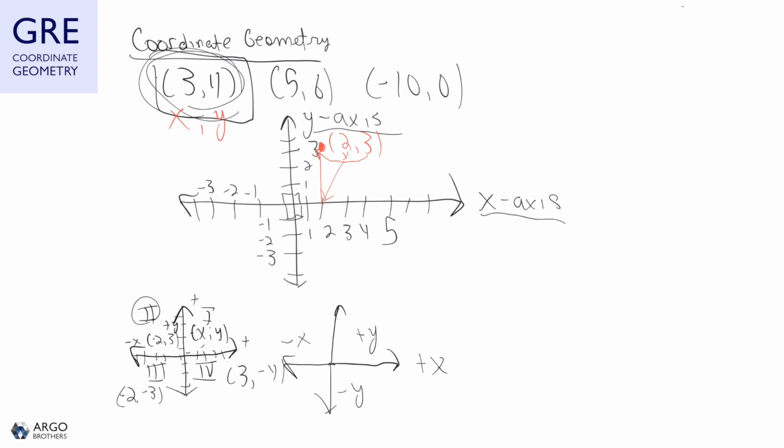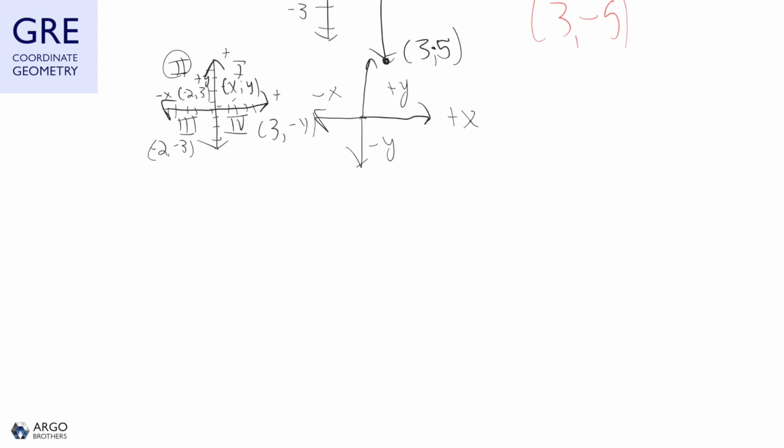Now what if I wanted to find the point 3, negative 5? Then I would find the x value that is 3, which is here, and then I would go down negative 5. And so that would be somewhere here. This would be 3, negative 5. Okay, great. So that's how we label points on an axis. So let's try some more problems concerning that.